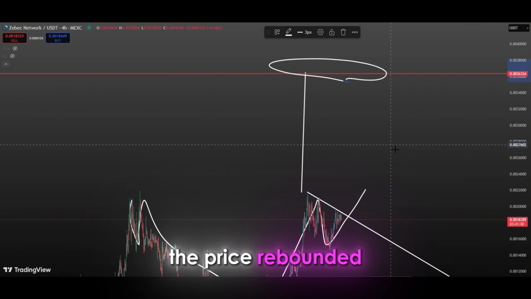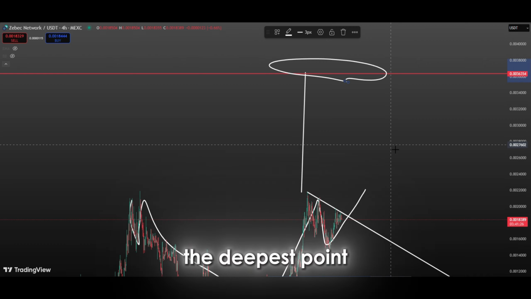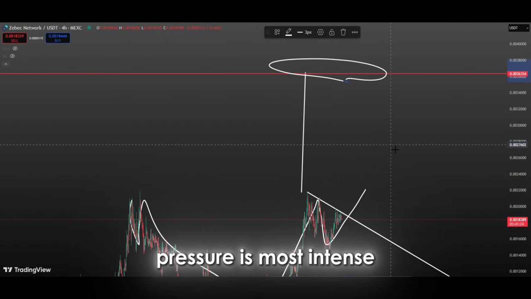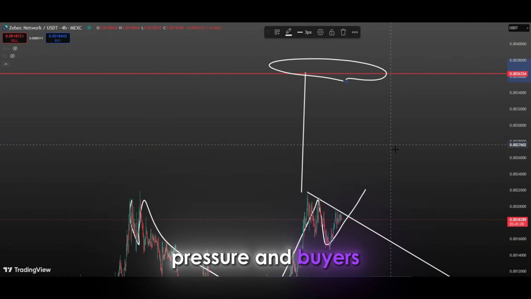At this stage, the price rebounded after hitting a certain low, followed by a new low, and the formation of the head. The head is the deepest point of the pattern and is usually where the selling pressure is most intense. However, strong buying reactions from this area are an indication that the market can no longer withstand the downward pressure and buyers are starting to re-enter the market.